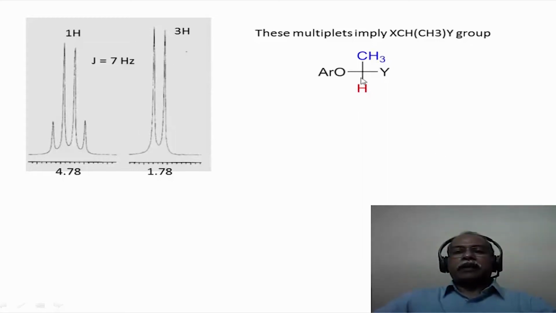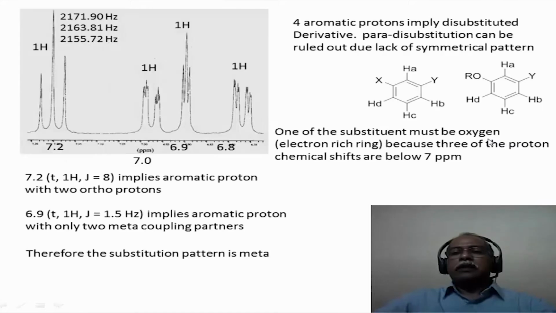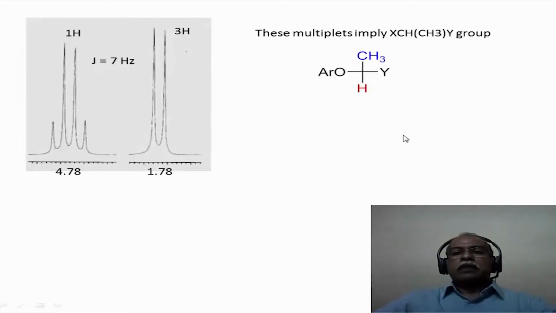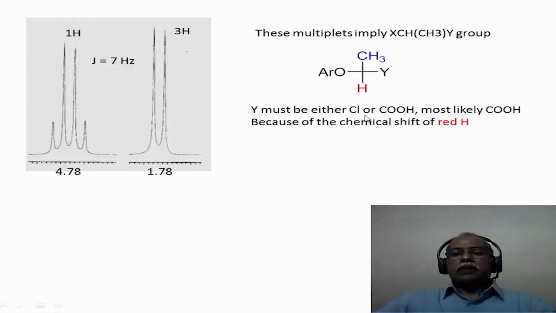We have already identified an aryl oxy functional group from the earlier argument. So we are looking at the R group in terms of the aliphatic signals that are seen in this particular instance. So Y must be either a chlorine or a carboxylic acid. Most likely it is a carboxylic acid because of the chemical shift of the hydrogen red, which is X, which is coming around 4.7 ppm. Normally, if it is directly attached to an oxygen bearing carbon, it will come around 4.1 ppm or so.